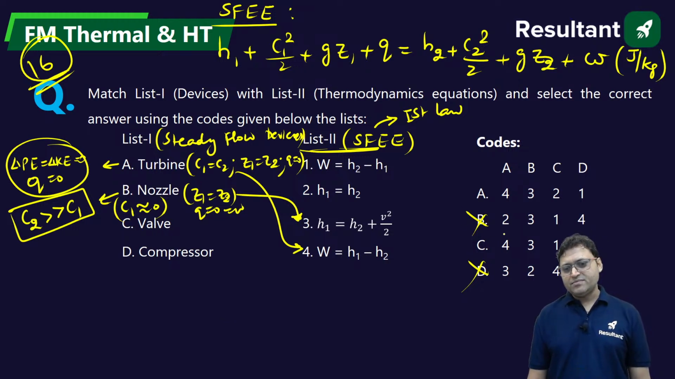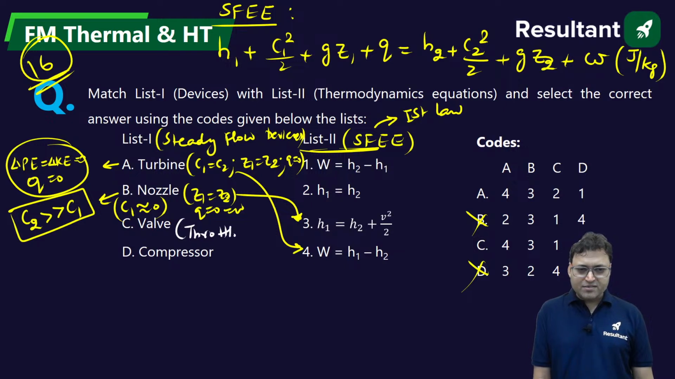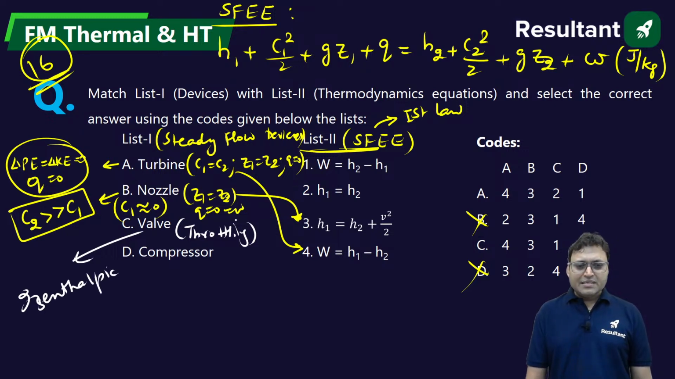And what about the valve? It is a throttling valve. Valve is having throttling, so it is isenthalpic. Throttling means isenthalpic. C is incorrect, A will be the correct answer.